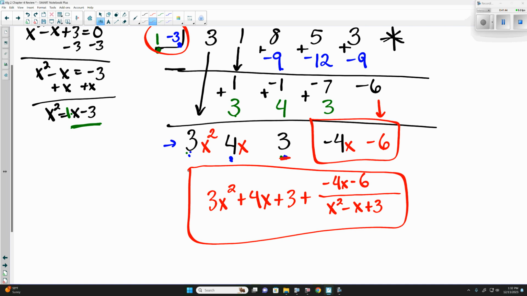Now again, with the long division, guys, with the division on the test, you can pick which way you want to do this, either synthetic or long division.